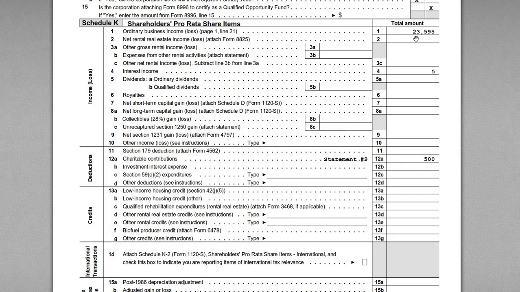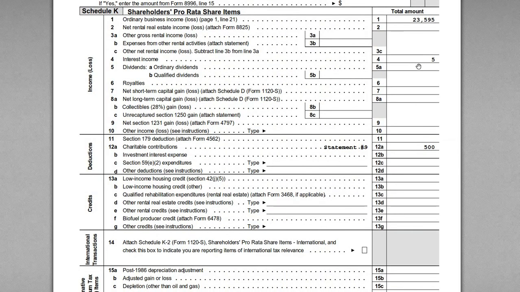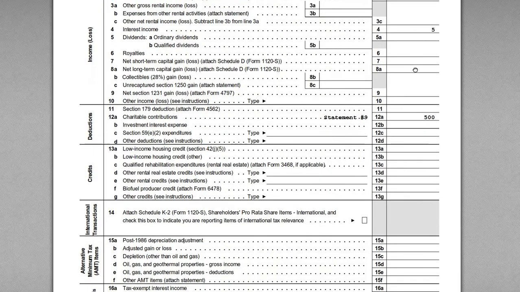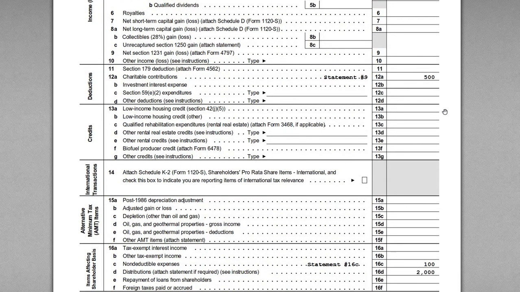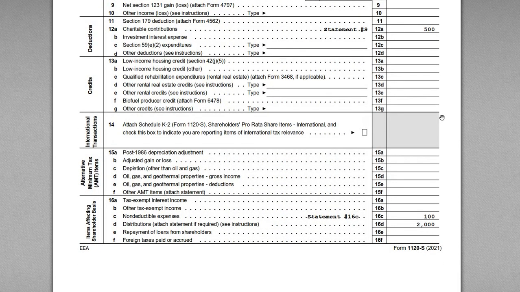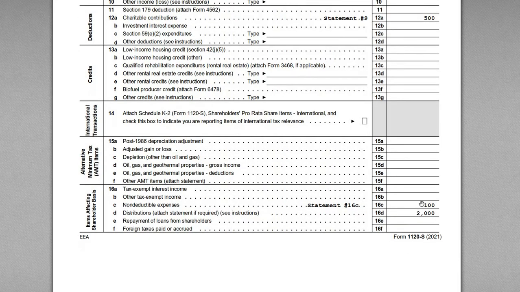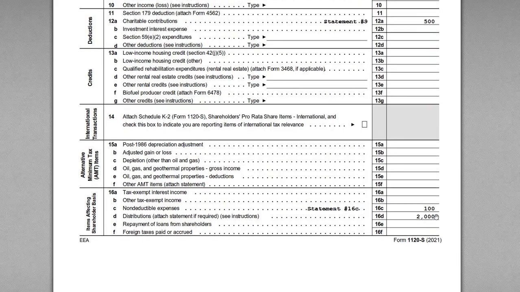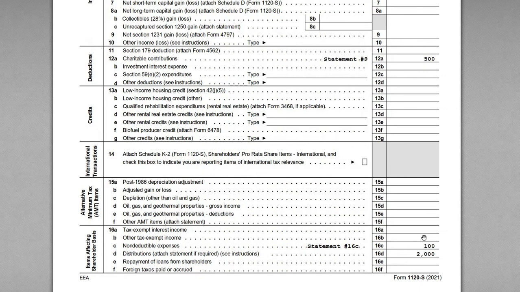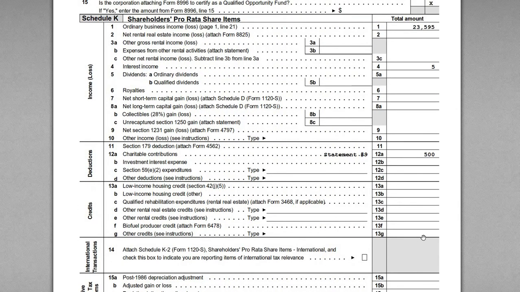So we've got the $23,595, and you'll note here we've also got all those separately stated items we talked about. We've got the interest income, we've got the charitable contributions, and then down here in the items affecting shareholder basis, we have the non-deductible expenses, that 1/2 of the meal expense, that's the $100, and then distributions from earnings, 16D, that's the total $2,000.